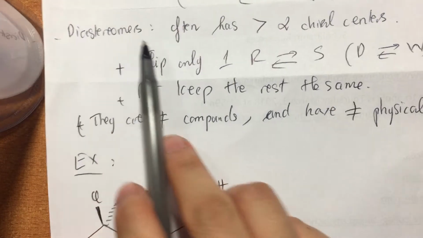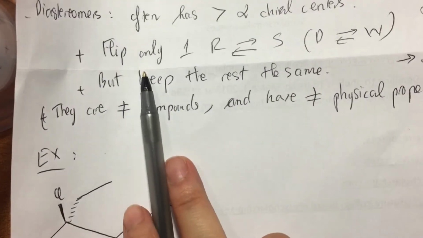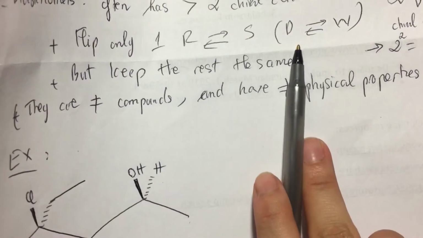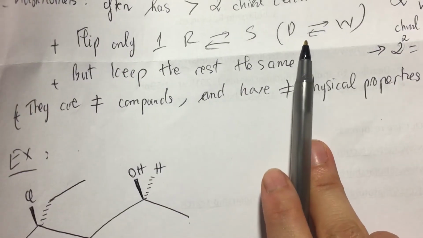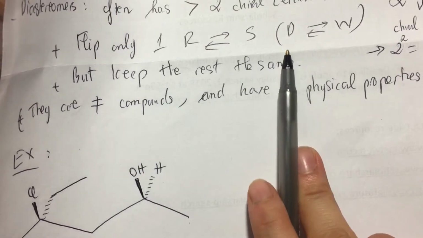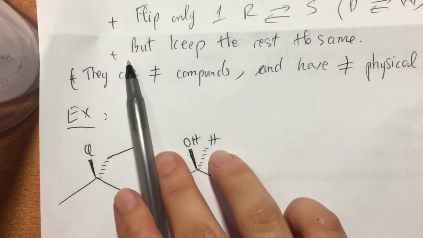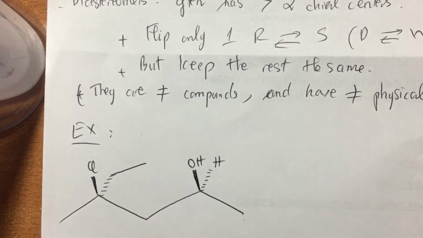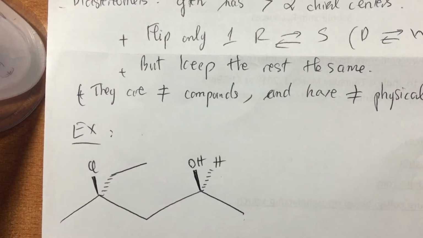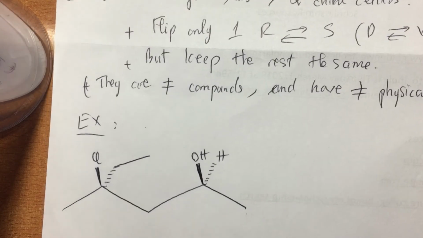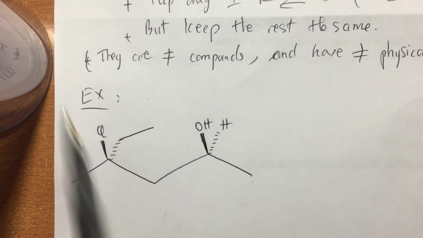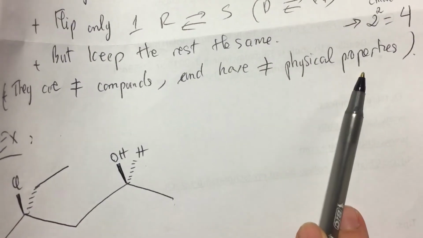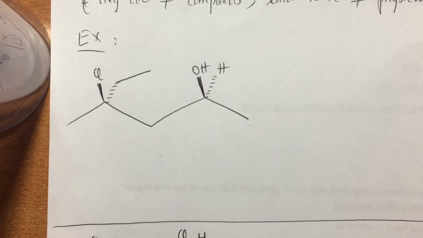So for the diastereomer, when you draw them, you want to flip only one R configuration to S configuration. It means that you only flip dash to wedge at one chiral center or some chiral centers, but you don't do it for all of them. And then you keep the rest the same. You don't flip all of them. So again, diastereomers are different compounds, and they have different physical properties. Let's go through some examples so we understand it better.